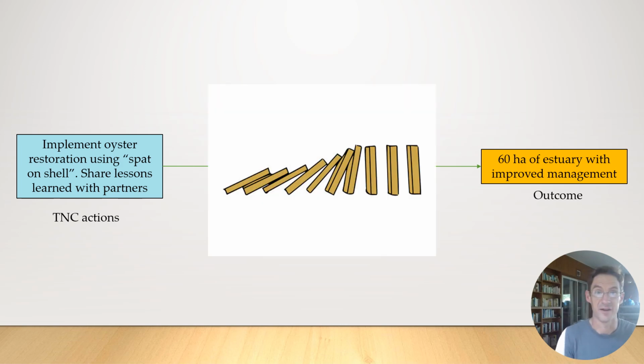And what they also had in mind then was a cause and effect logic of, if we do this thing, if we restore oysters in this way, it should, through a series of logical events, then lead to the success that the team wanted to see.